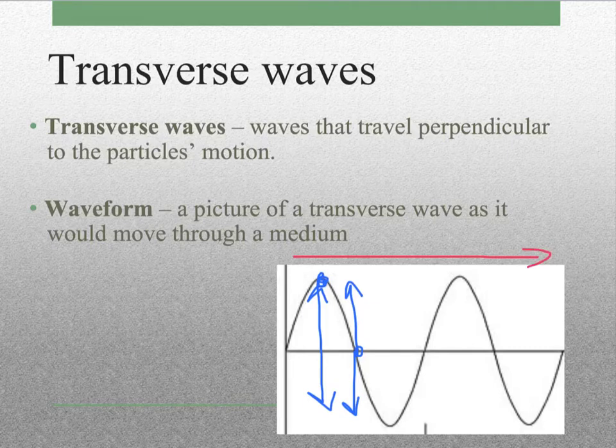If we look at those, we can draw that line up here and we get a perpendicular line. So we've got the velocity of the wave here and we've got the particle motion down here. They are perpendicular. Any wave that is like that is a transverse wave. This picture here is called a waveform. Form kind of means how something looks. So a waveform is just a picture of a transverse wave as it would move through a medium.